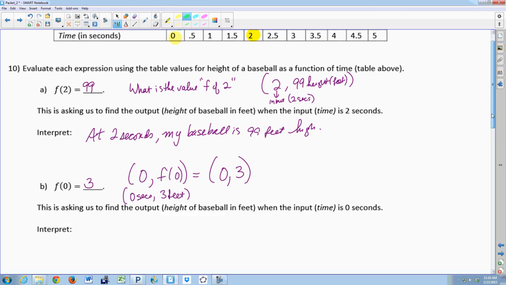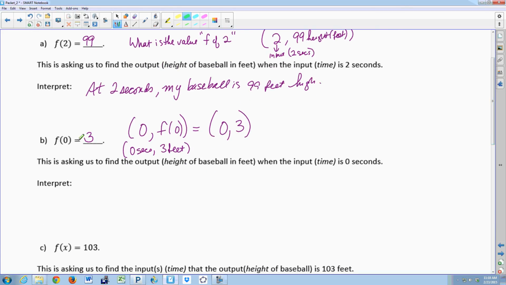So if I interpreted this, someone want to give me an interpretation of this equation right here? Yeah, Ashlyn? At 0 seconds, the height of the baseball is 3 feet. Yep, perfect. So just, oh, Amber? The height of my baseball started out at 3 feet. Starting out at 0 seconds all mean the same thing.